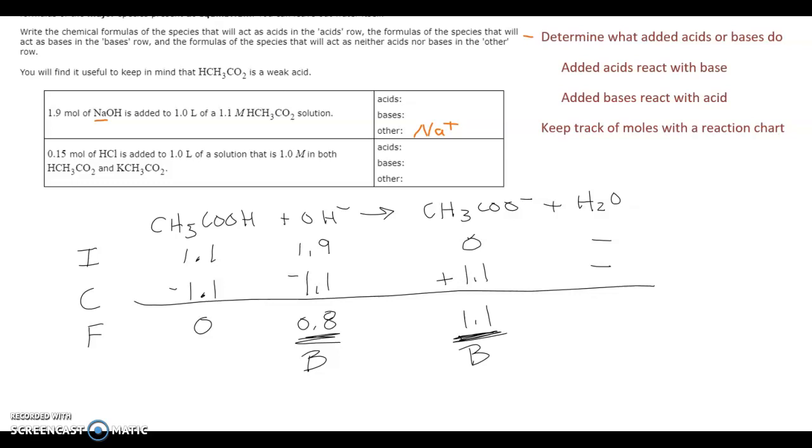And that is that. So under the acids, we would not list anything. And under the bases, we're going to have OH minus and CH3COO minus.